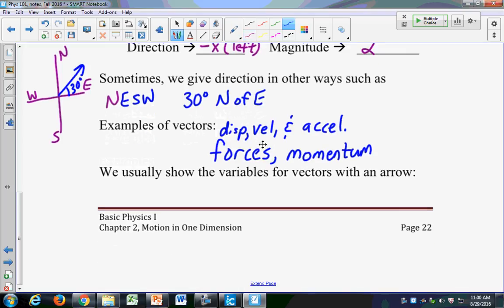We usually show variables with vectors with an arrow. So for example, if I have my displacement, I'll show it with an arrow over it. I get kind of lazy with this, especially as we move along and get into word problems. But generally, when we're talking about displacement, we're talking about the vector quantity. That includes the direction. Okay? You'll get the hang of it.